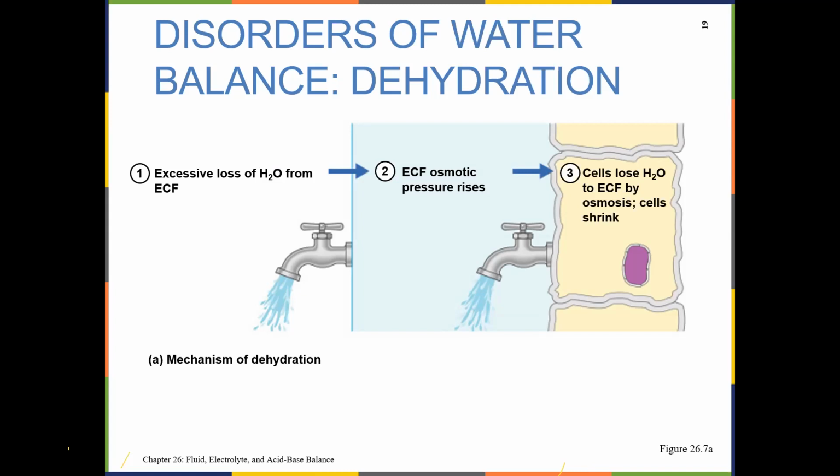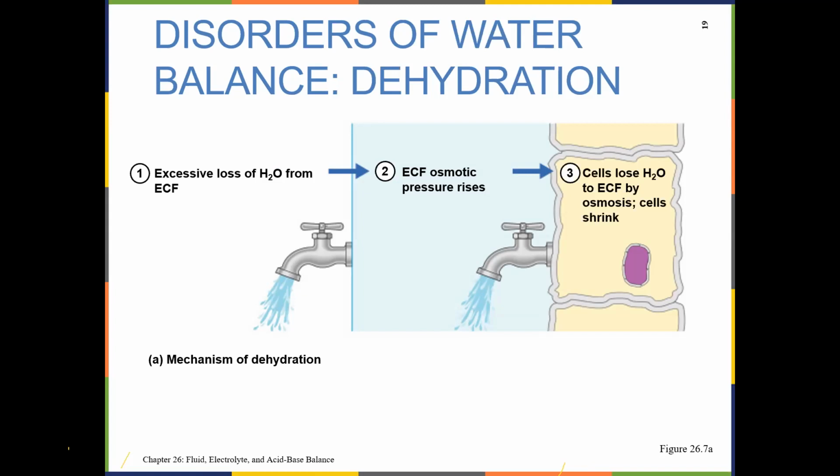And the cells are going to shrink. Cells don't like to shrink. They don't like to shrink at all, because when they shrink, they don't work as well. And so your cells are going to start shrinking as they send water out. Brain cells don't like to shrink at all. Red blood cells can shrink. They don't like it, but they can do it. Neurons start losing function when they shrink.